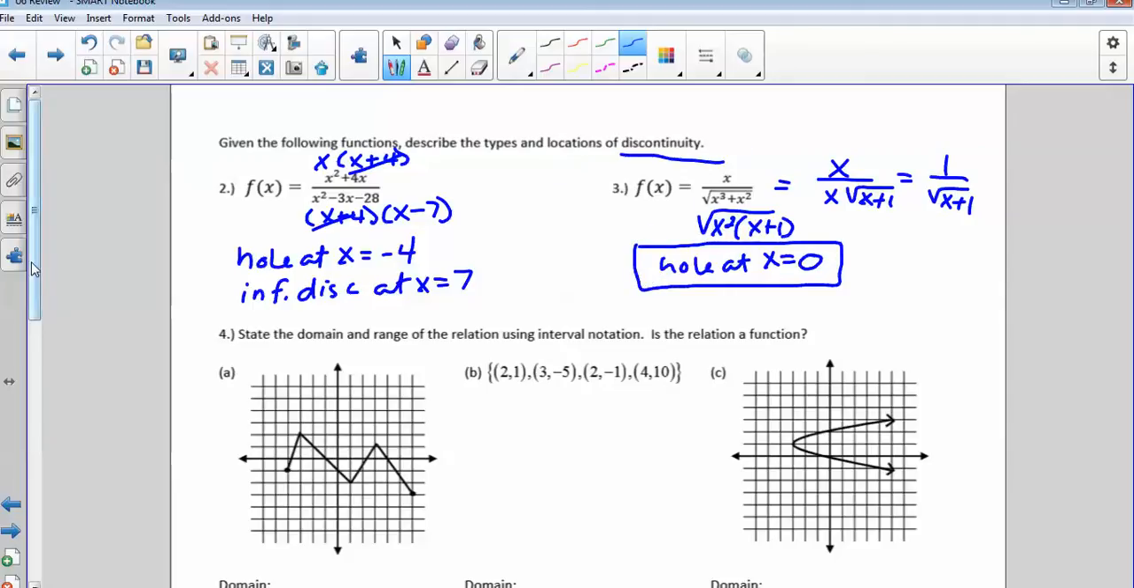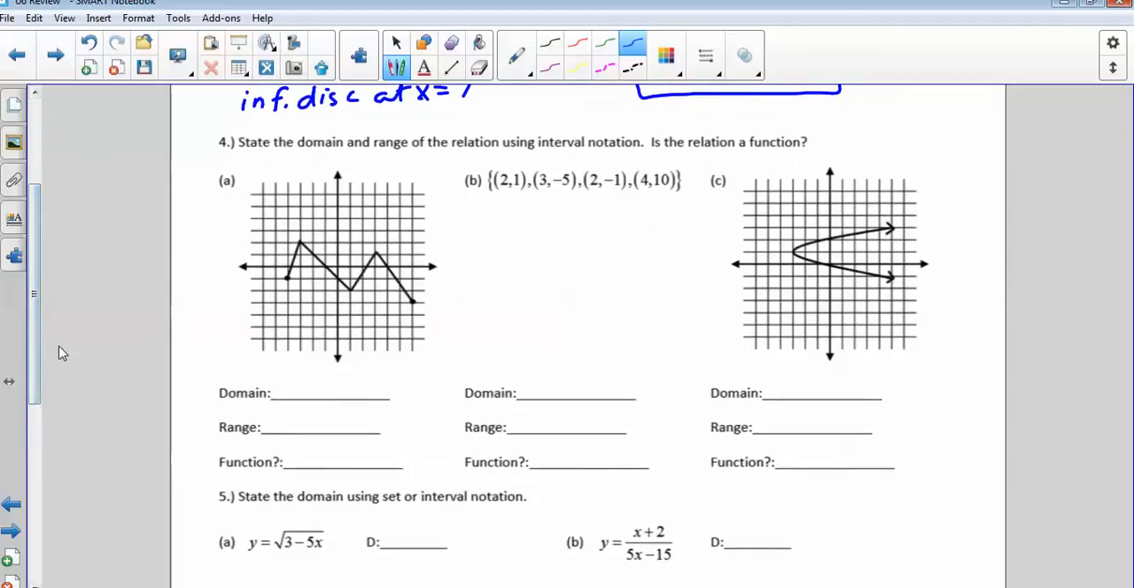The next section, we're talking about domain and range and deciding whether or not the relation is a function. The domain is going to be from the beginning x value to the ending x value, so that will be negative 4 to 6, including the endpoints. The range is going to be from the bottom of the function, the smallest y value, to the largest y value, and so that one's going to be negative 3 to positive 2. The function does pass the vertical line test, and so we'll say yes, it's a function.